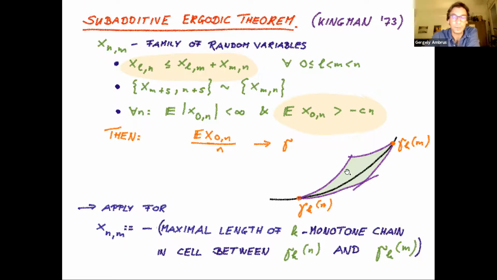And of course, it's not a big surprise what we are going to apply it for. Let X_nm be minus 1 times the maximal length of a k-monotone chain in this cell between gamma_k n and gamma_k m.